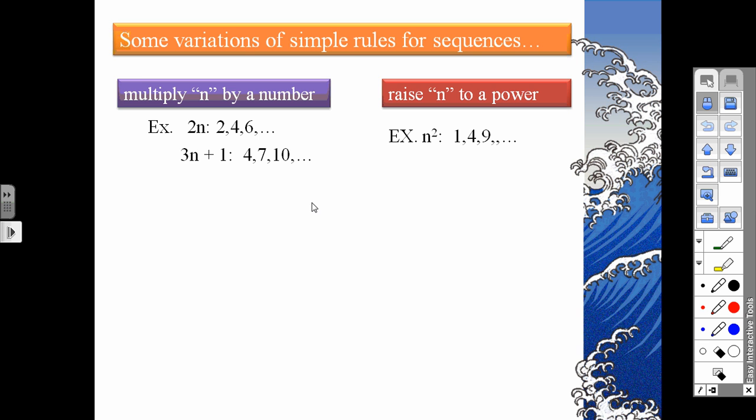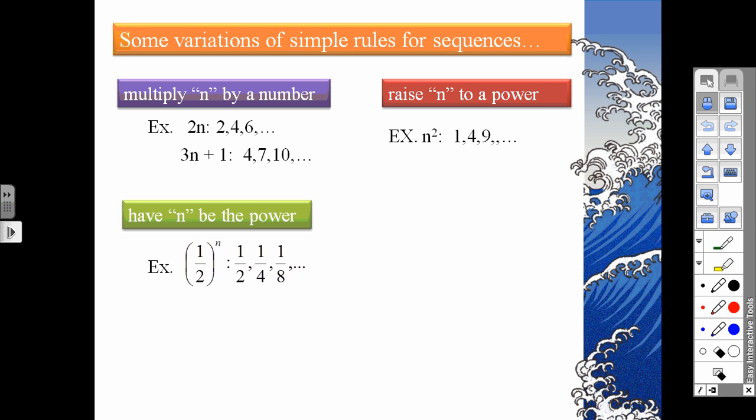We can always raise n to a power, so n squared, n cubed. You can raise it to a negative power, n to the -1 if you wanted, n to the -2. Or you could have n actually be the power, so you can have some number, some constant here raised to the n, and so it's the exponent that changes every time.